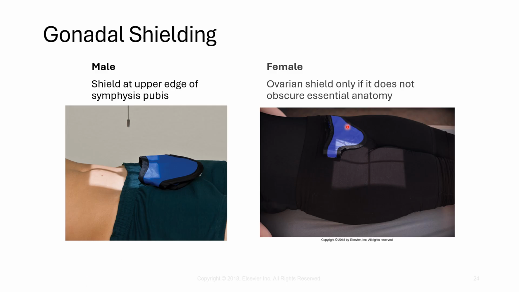This ovarian shield, which really is a thyroid shield that they're using, but what they're telling you in this picture is that they're looking mainly at the hip, so they're trying their best to protect the ovaries. But now with the techniques that we use, that should not be an issue.